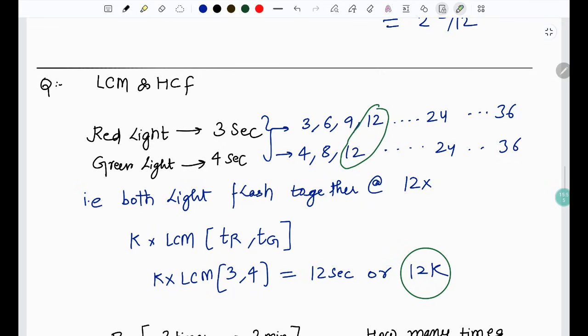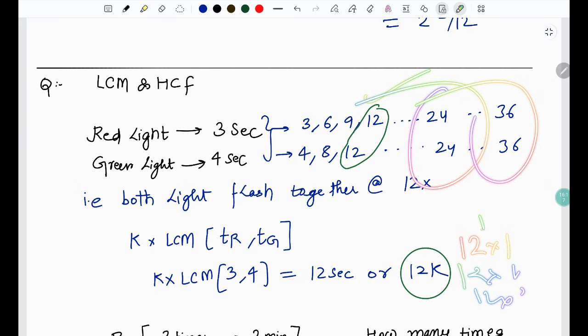So instead of doing all of this the long or traditional way, we'll simply take the LCM of these two timings, 3 and 4, that will come out to be 12 seconds, or we can write it in the form of 12k, where they will flash together in multiples of 12 seconds, that is 12 times 1, 12 seconds, 12 times 2, that is at 24 seconds, 12 times 3 at 36 seconds, and 12 times 4, that is 48 seconds, they will flash together.